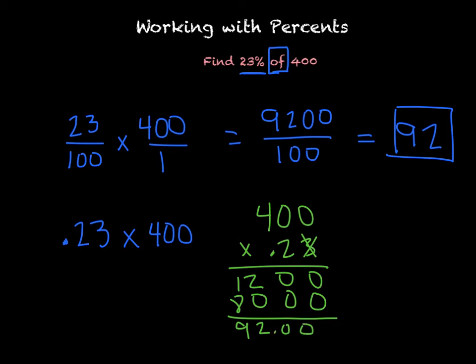And our decimal place goes here. If you don't know where to put your decimal place in multiplication, I have a good video for that too. Check my YouTube channel. But you get 92 both ways. So this is a really cool way to find percent of a number too if you don't like the percent bars.